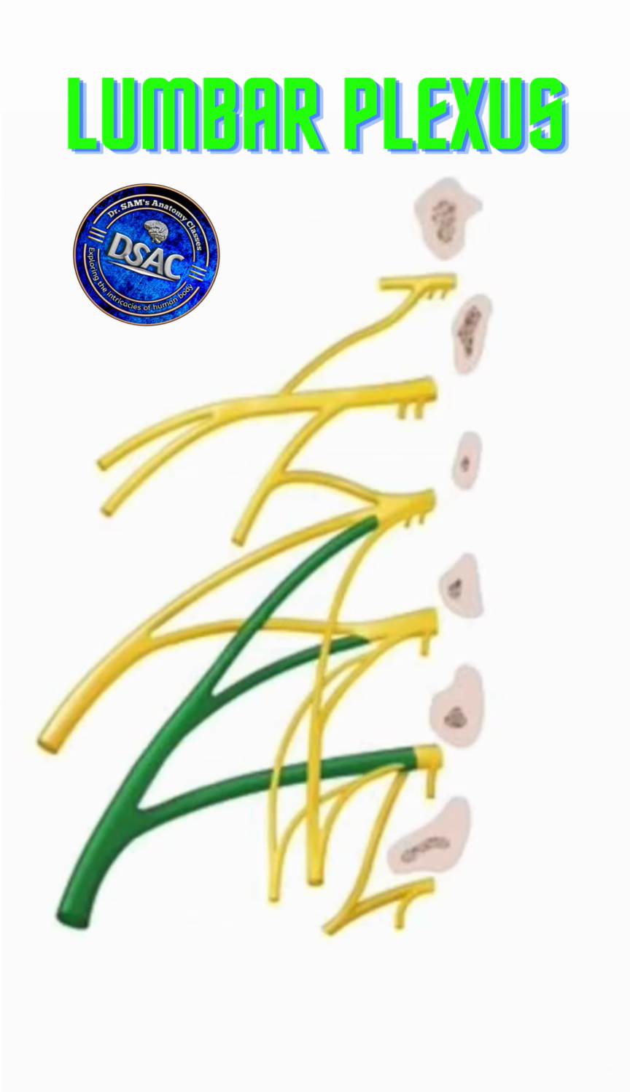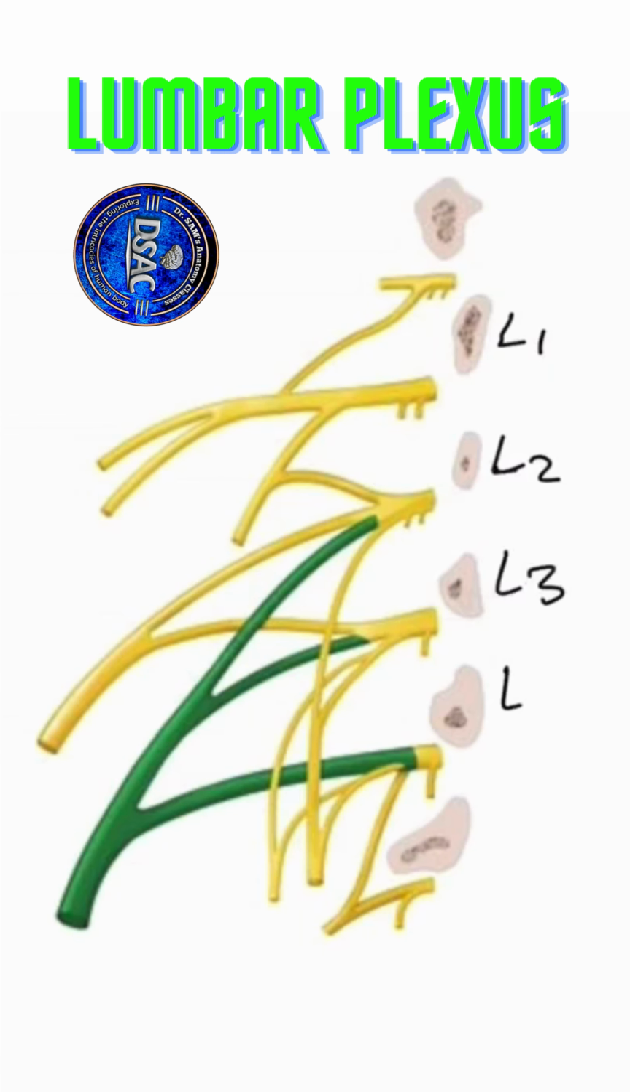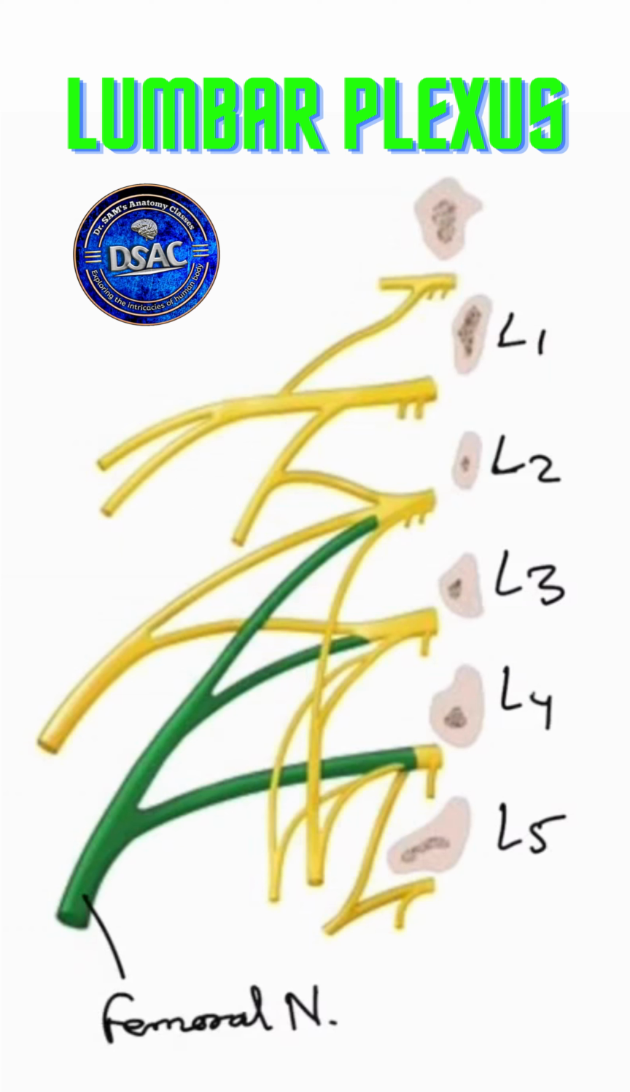What you're seeing is the lumbar plexus, and this one is the L1 vertebra, L2, L3, L4, L5. These lumbar spinal nerves emerge from below the numerically corresponding vertebrae. These are the anterior primary rami of the spinal nerves L1, L2, L3, L4. The green one you're seeing is the femoral nerve. It arises from the dorsal division of the anterior primary rami of L2, L3, L4.